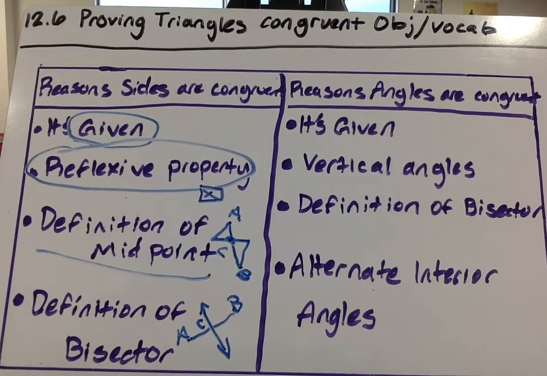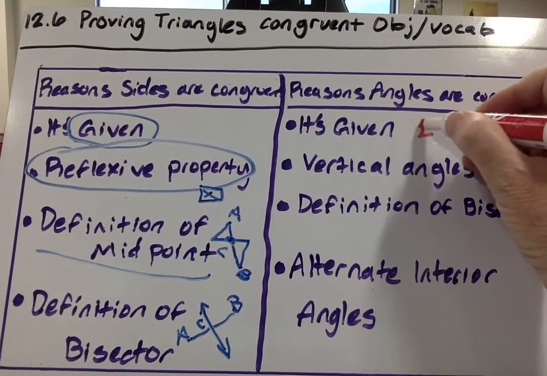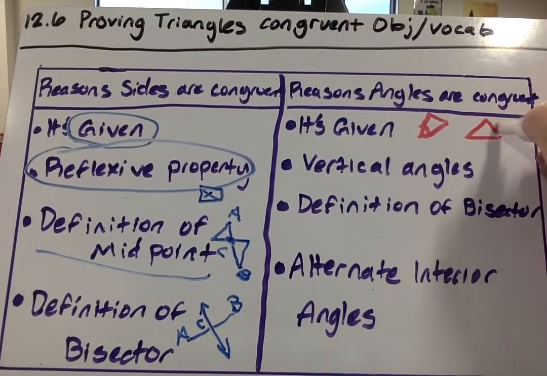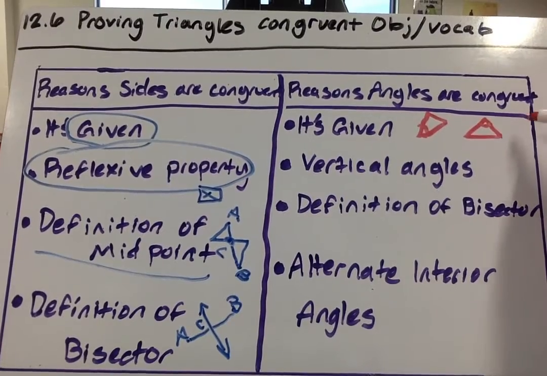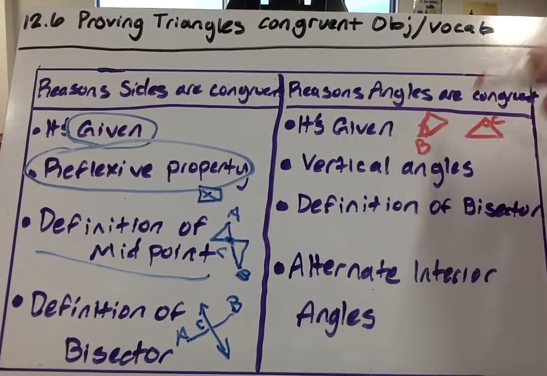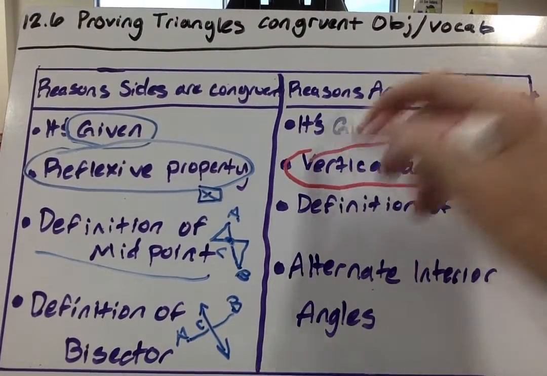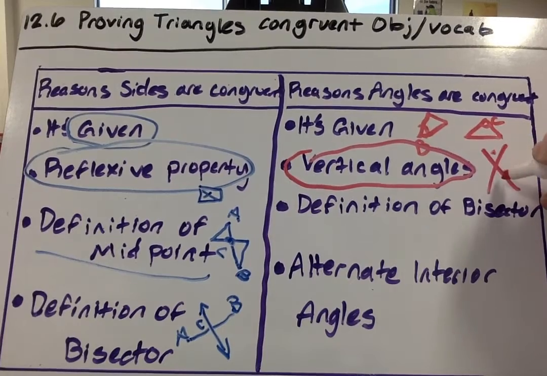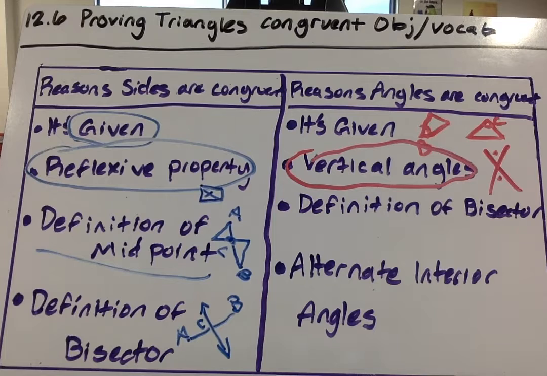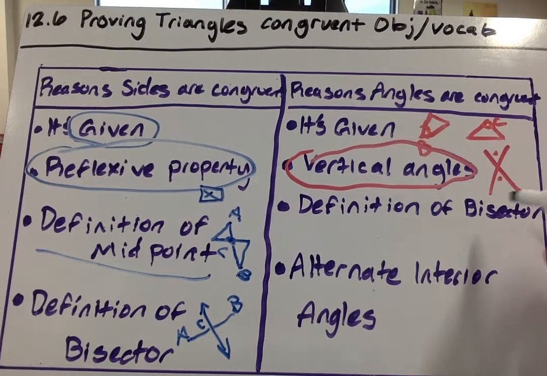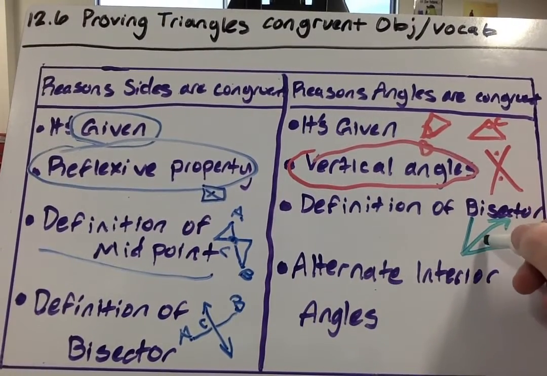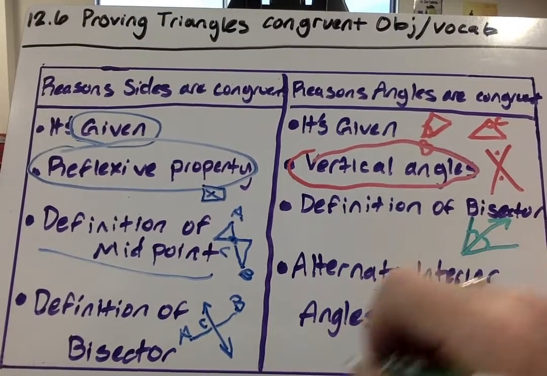One, it's given, and that's just if something is marked, like this angle is congruent to, say, this angle over here, then it's given. Or it tells you angle B is congruent to angle C, then you could say given. Vertical angles are always congruent. Next, definition of bisector. If I have an angle here, and I say this ray right here bisects these two angles, I can say those two are congruent.